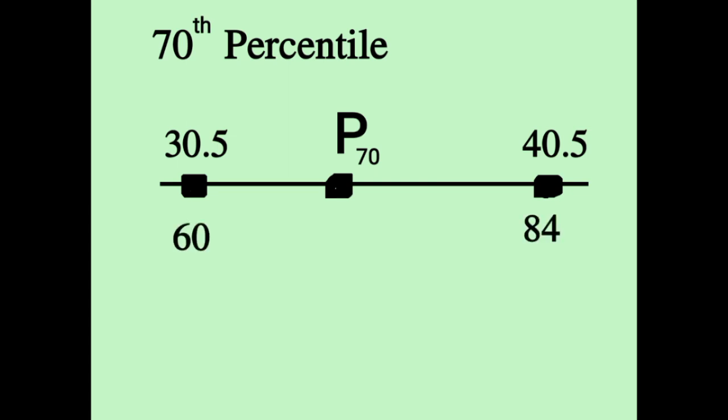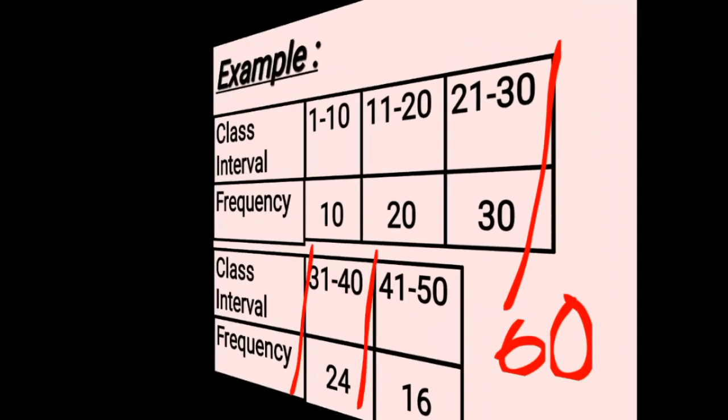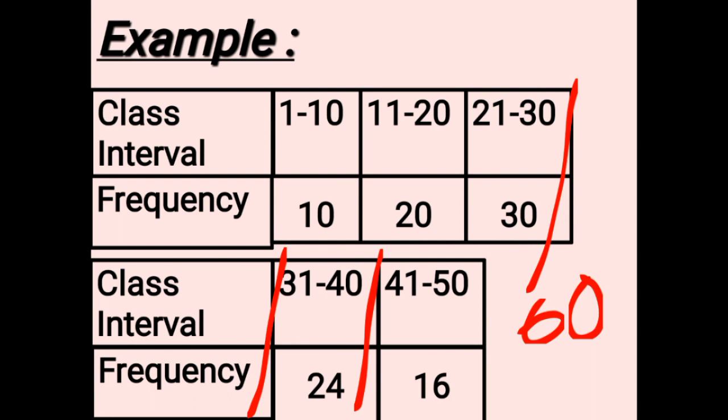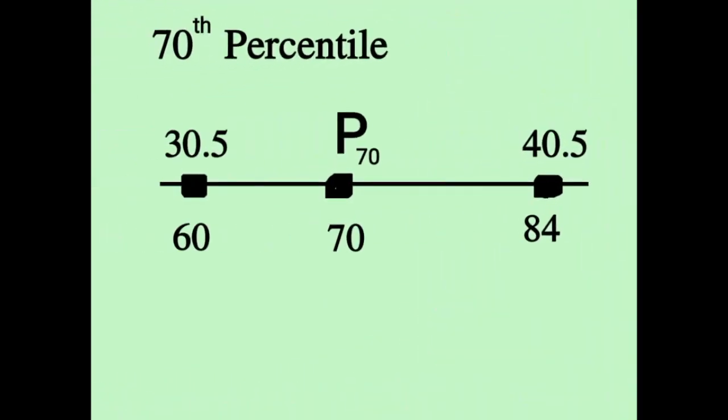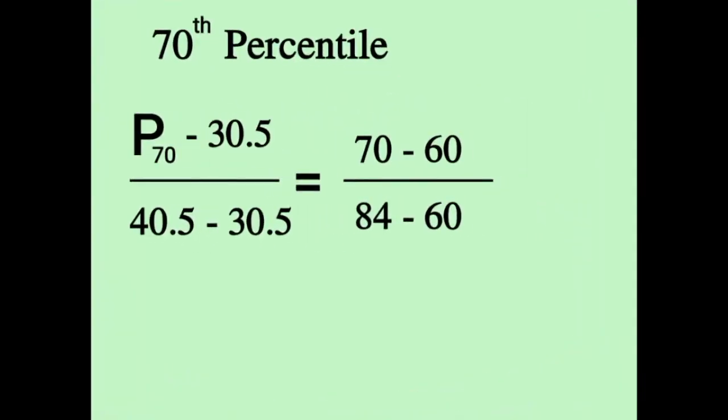The values at the bottom represent the cumulative frequencies of the previous classes and this class. As you can see here, the total of the frequencies of the previous classes before the class interval 31 to 40 is 60, and with this class interval the total adds up to 84. Since we know the 70th percentile is the 70th data value, here this is 70. Now, to find the 70th percentile, we can make an equation by equating these two fractions.